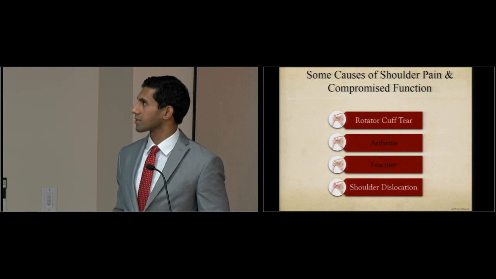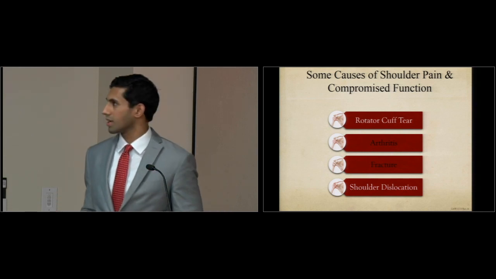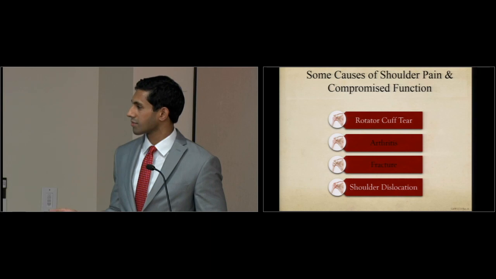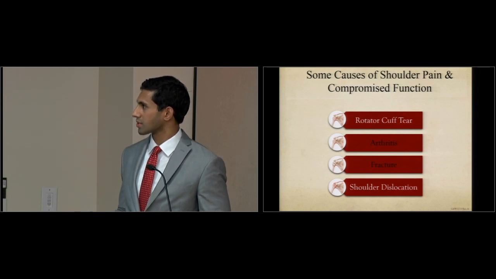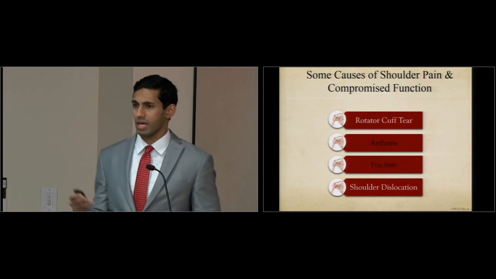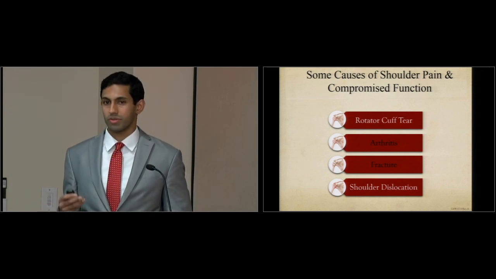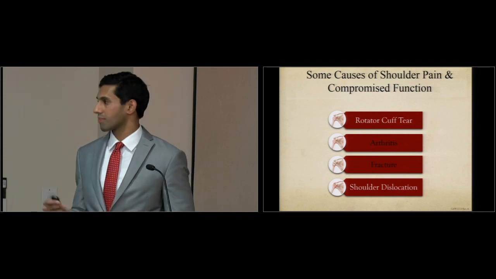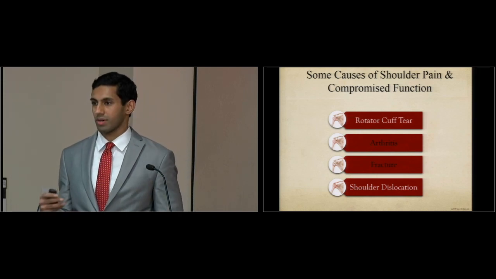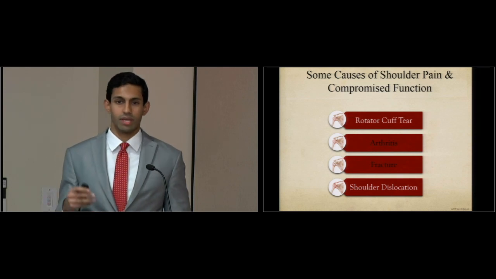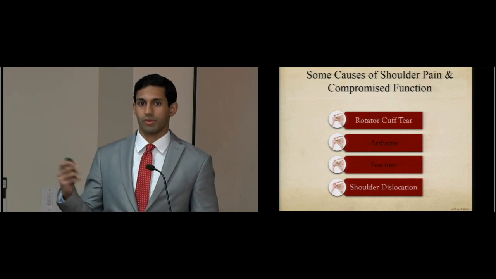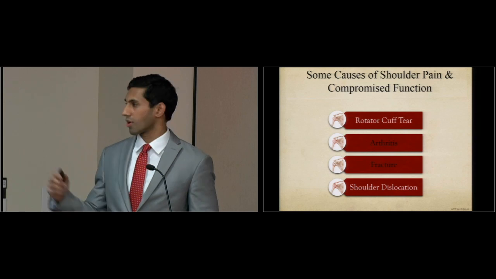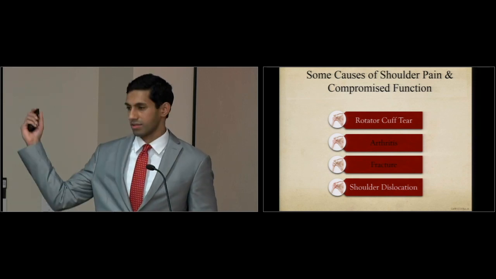So let's talk about some causes of shoulder pain and compromised function. I'd like to group these two together, rotator cuff tears and shoulder dislocations. The reason for that is shoulder dislocations in patients over the age of 40 have a high propensity to cause rotator cuff tears, and so it makes sense to talk about them together. In patients that are younger, oftentimes shoulder dislocations lead to what's called instability, meaning that the shoulder may feel like it's going to re-dislocate with certain motions, especially with the arm overhead or externally rotated, such as this.